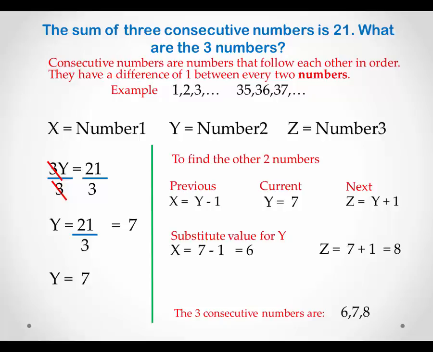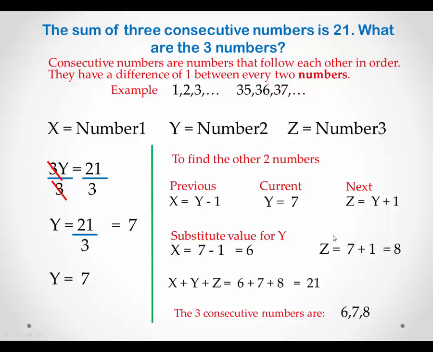If you add those numbers together, you will get 21. So x plus y plus z is equal to 6 plus 7 plus 8, and that totals 21. So therefore we know and prove that the three consecutive numbers do add up to 21.